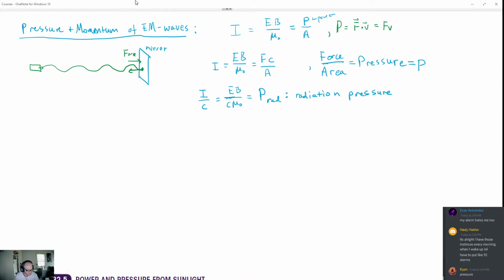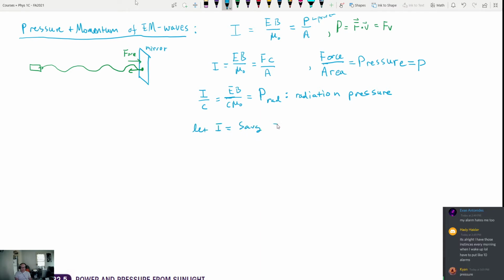It's the part where I get really confused here, because what they do is they do this in the other book that I use too, and I don't really fully understand it. They basically say let I be equal to S average. Then your radiation pressure is equal to S average divided by C, which makes me wonder why we even wrote any of this stuff in here.